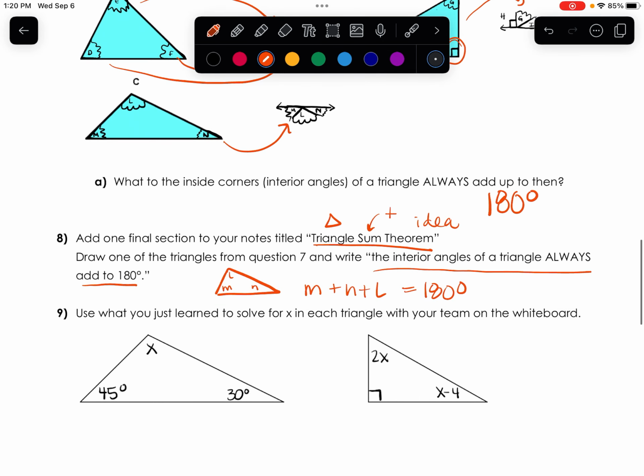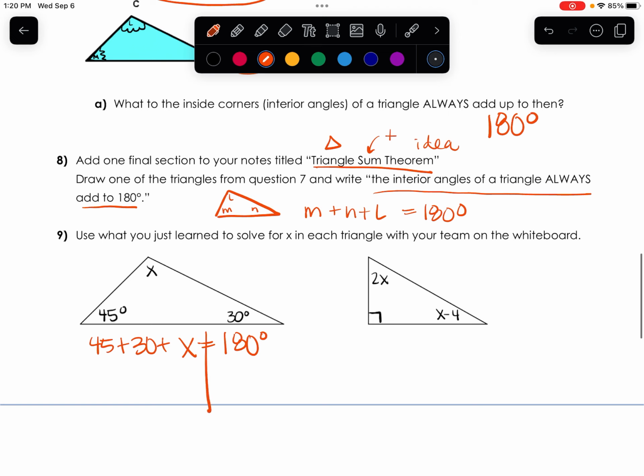And then these last two you can also put in your notes. All right, again, pause at any point, but I'm going to get started. So I see 3 angles, and I know those 3 angles are going to add up to 180 because this is a triangle. So now I've got an equation that I want to solve for x. I know 45 plus 30 is 75. I can then subtract 75 from both sides to get x alone. And I get that x is 105 degrees.